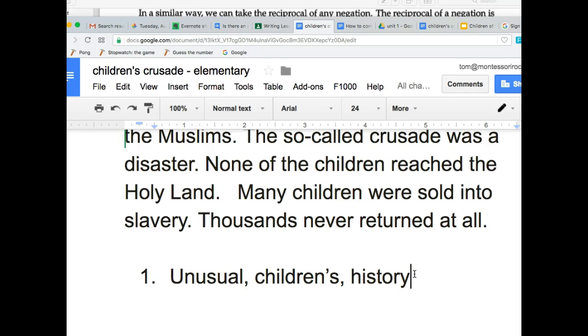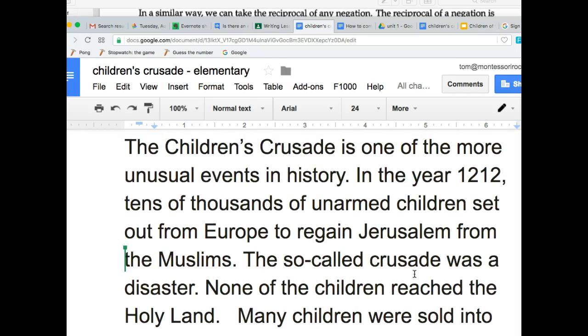Soren, do you have that? Soren, your first note is not a drawing usually, so we usually use 3 words instead. So what 3 words are you going to use to summarize the first sentence? Stupid children's crusade. You could do something like that. I picked unusual children's history. Then we go to the next sentence.